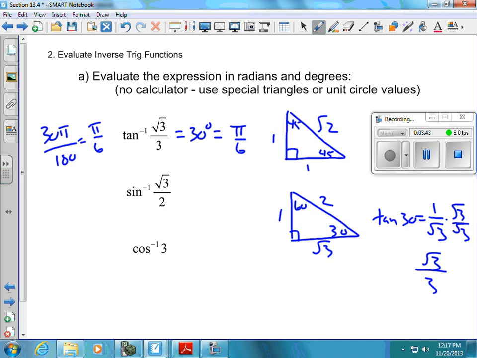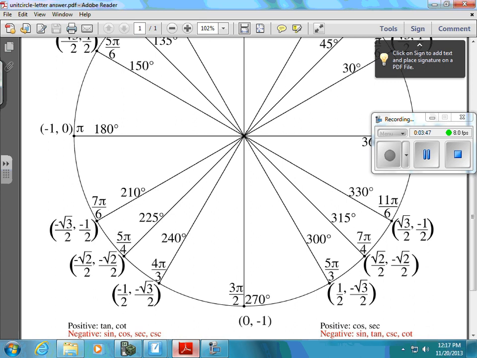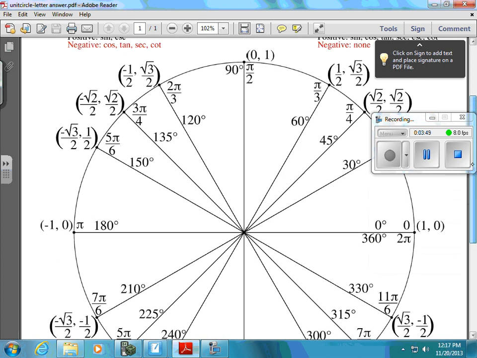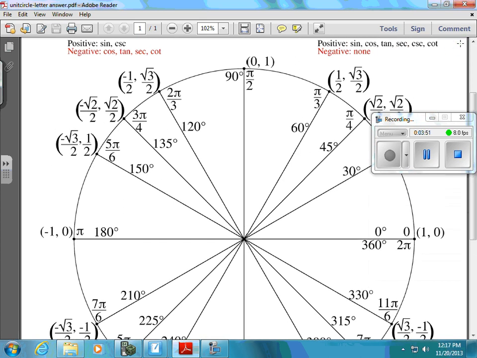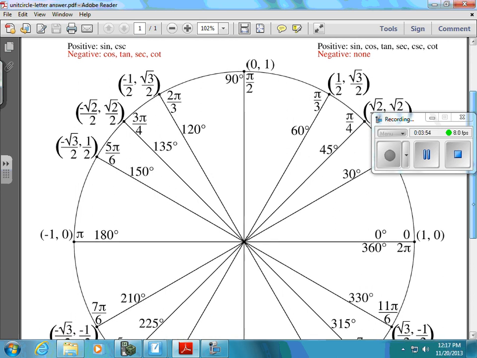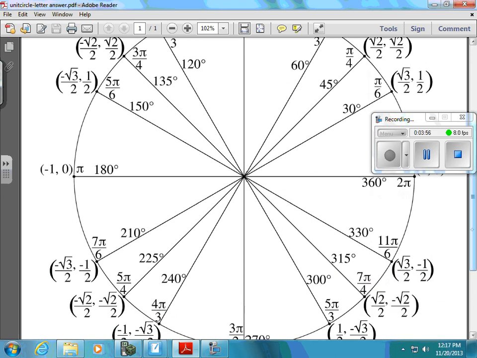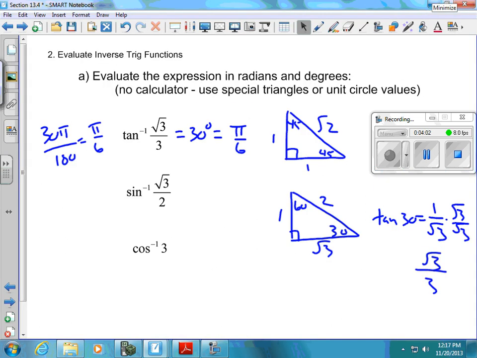You can also look at the unit circle. On the unit circle, remember, 30 degrees up here, well, that's pi over 6 in radians, right? So there's another use of the unit circle. Obviously, tangent's not directly on there.